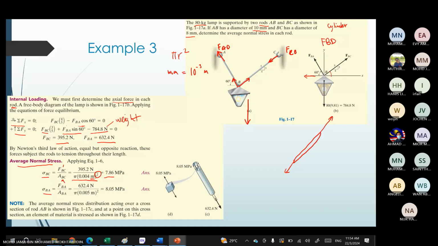Similar for BA, convert the diameter into meter. So 10 millimeter equals 10 times 10 power of minus 3 meter. Convert to meter, and then you calculate the stress. You get 8.05 megapascal. If your answer is positive, it means it's a tension. If it is compression, then you put negative. Here you don't have the negative sign, meaning that both of them are in tension.